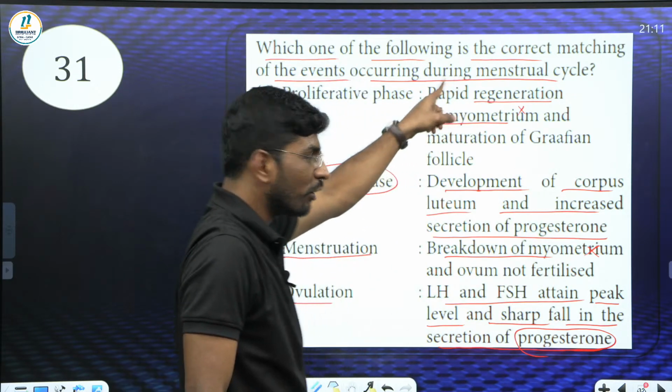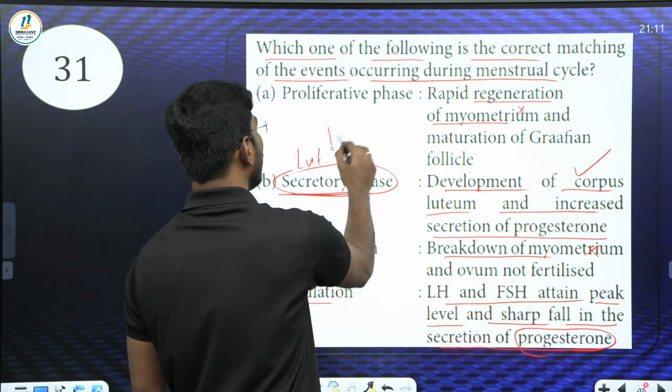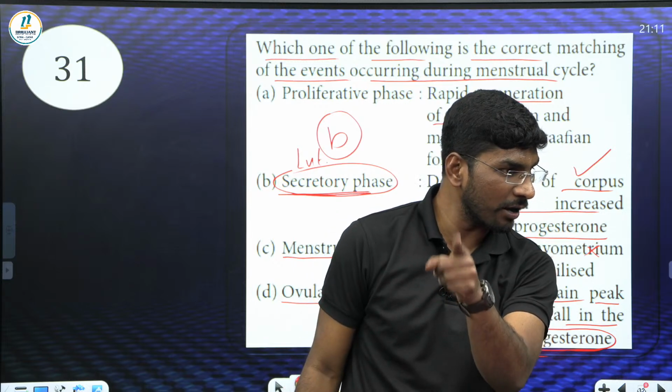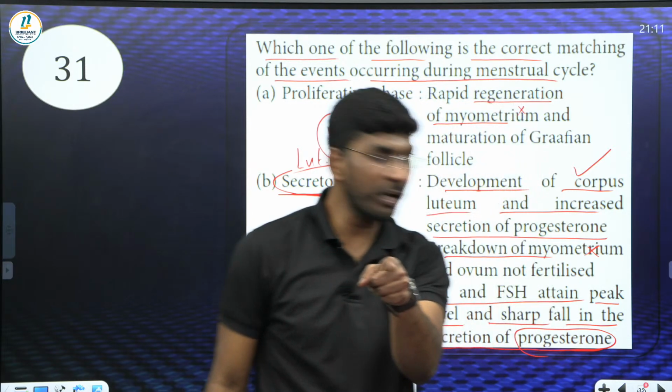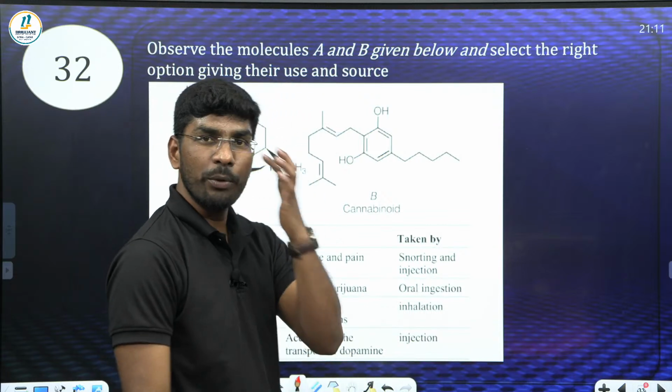You got my point? Yes or no? B is what? Secretory phase, development of corpus luteum, progesterone increase. So the most probable answer is B, right? Are you with me? You got my point? Yes. Next question. Last question. Today's last question we are going to finish. We are going to wind up with this one.